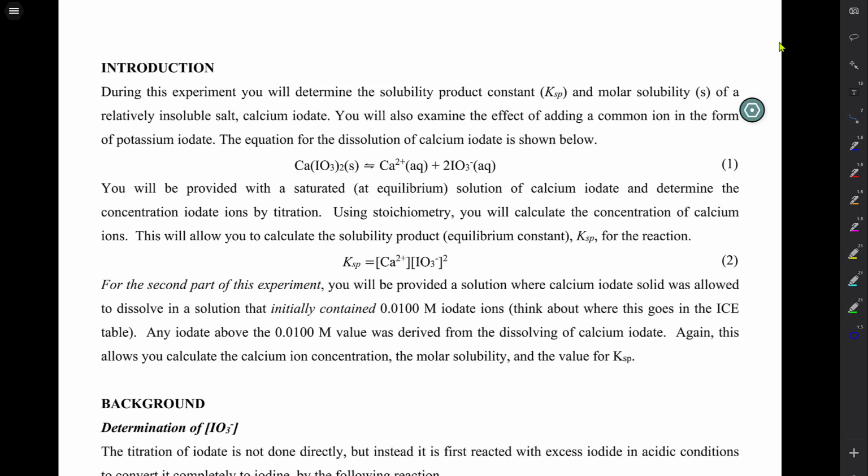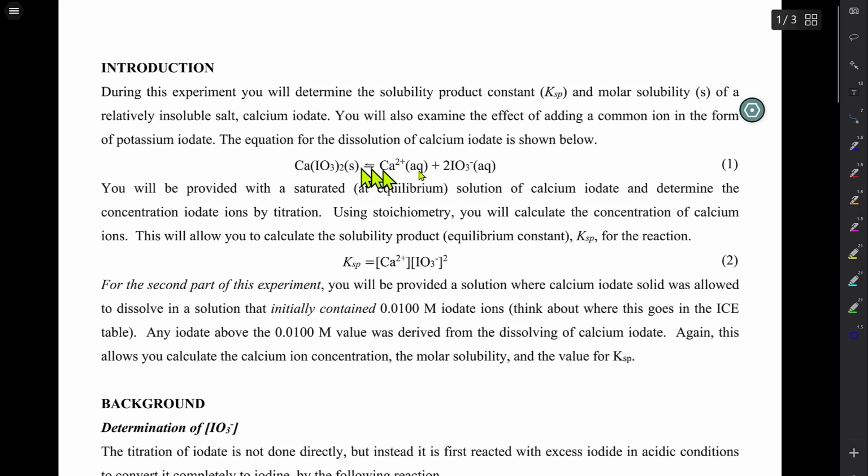So this week what we're doing in lab is looking at the process of when a solid dissolves and comes to equilibrium with the ions in solution. This is known as a solubility product. And the reaction that we'll be looking at is the dissolution, or the dissolving, of calcium iodate. So we have calcium iodate and we place it in water, and this begins to dissolve and forms calcium ions, and because of the 2-to-1 stoichiometry, 2 iodate ions.